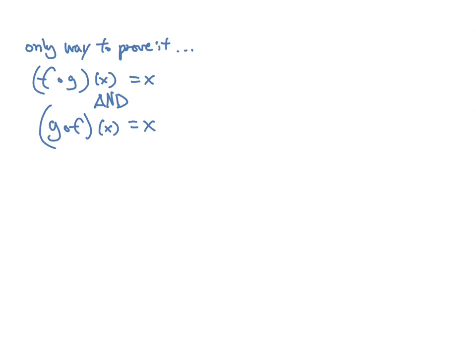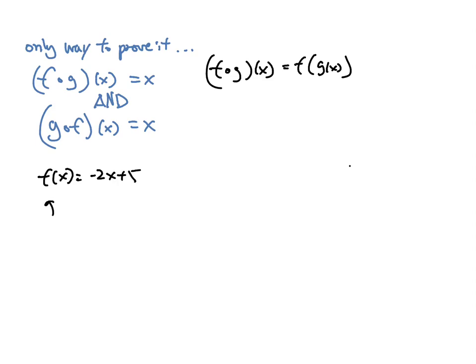Remember, f circle g of x means f of g of x. So I'm going to work on that first. And so f of x is negative 2x plus 5. G of x is x minus 5 over negative 2. So let's go ahead and do the f circle g first. So f circle g means I gotta take the g of x and plug it in. So this is f of x minus 5 over negative 2.